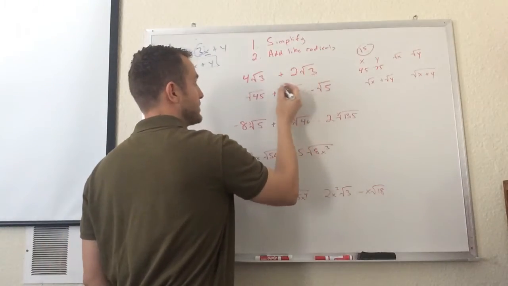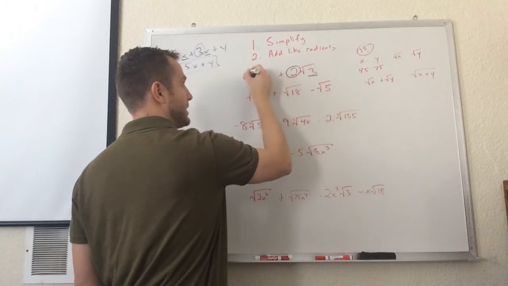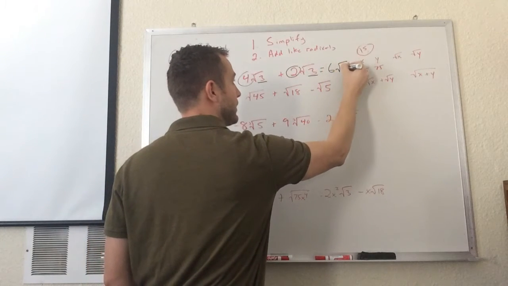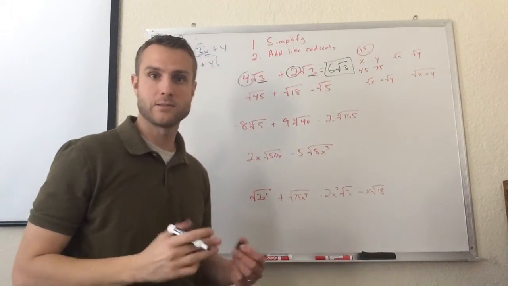This and this are already simplified. Then I just add like terms. These have the same square root. So I add the numbers in front. 4 plus 2 is 6. And I leave the square root the same, just like if I'm adding like terms. So that is very simple.